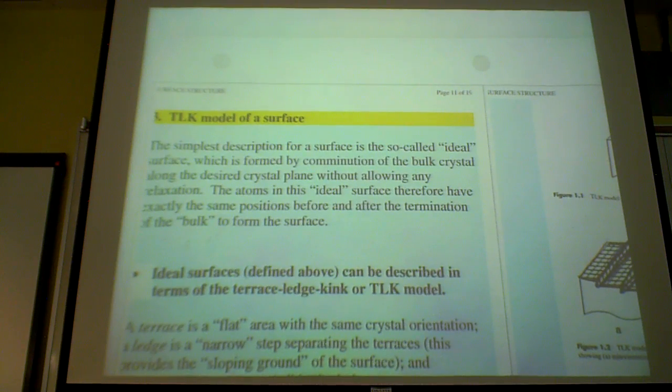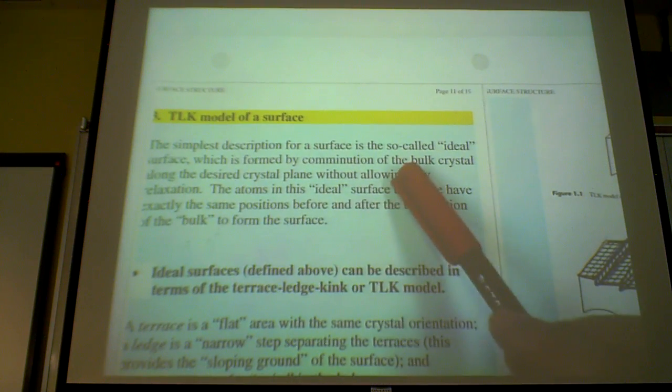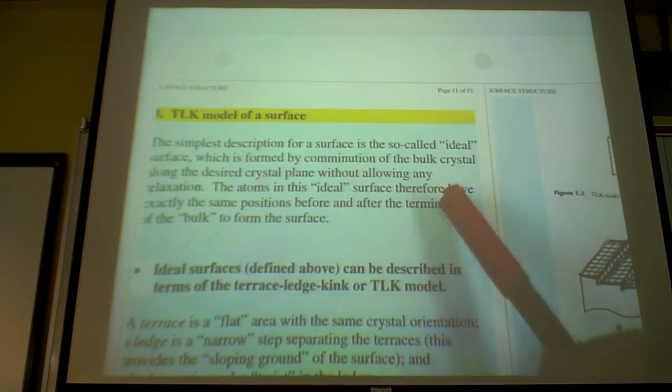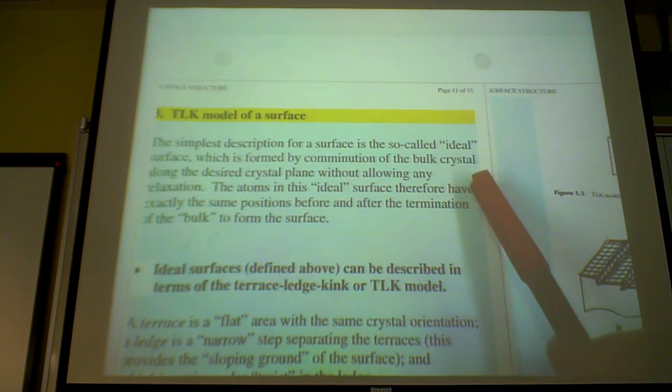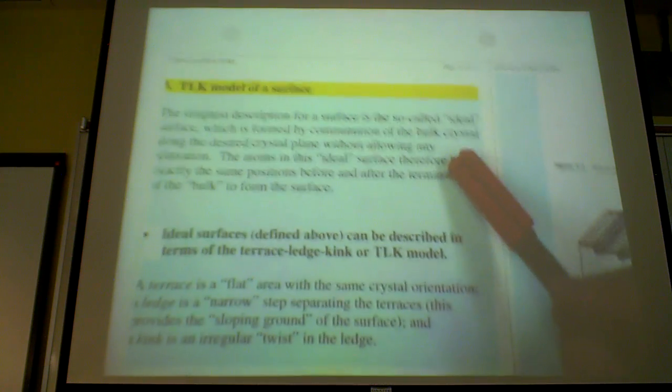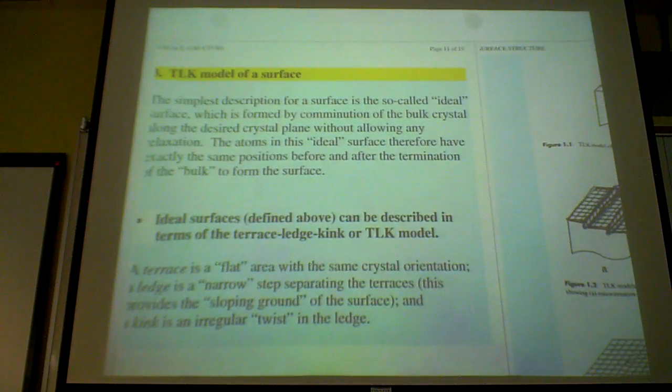At absolute zero, there's no thermal energy, so the plane would not relax. Everything is frozen. You cut it, and that exposed face will become your surface. Therefore, what we think about is that this surface, after you cut it, will be exactly at the same position before and after you cut your bulk. So that's the first thing we think about for an ideal surface.